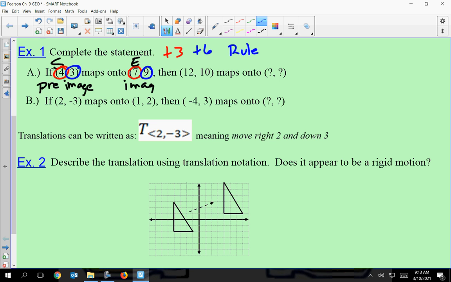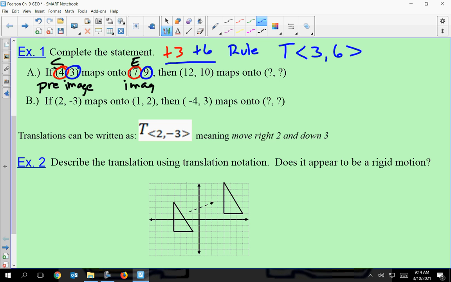All right. And the way that I write the rule is, I am doing a translation here. I call it giving it a shove. I'm shoving it somewhere else. So we're going to use capital T for translation. And then I'm going to use brackets that are a little bit different than I would use for describing a point. And in the brackets, I'm going to write down my rule. So I went positive 3 and positive 6. I went positive 3 in the x direction. I went positive 6 in the y direction.